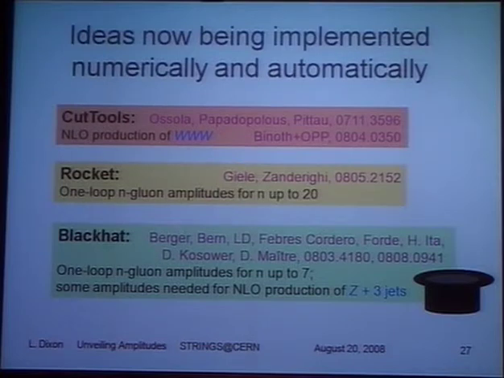We have a program called BlackHat, which produces n-gluon amplitudes for n up to 7 at the moment, and also some of the amplitudes needed for the next-to-leading order production of Z plus 3 jets, which will get us one step closer to that SUSY background I mentioned.